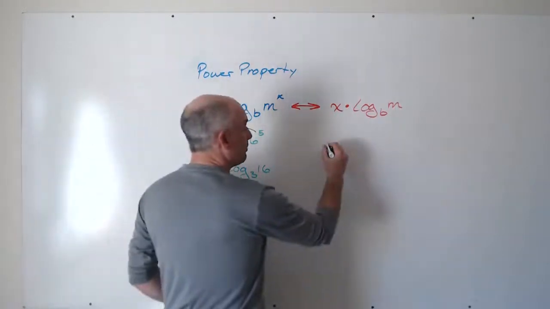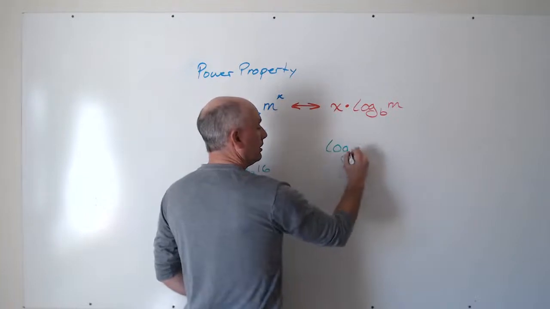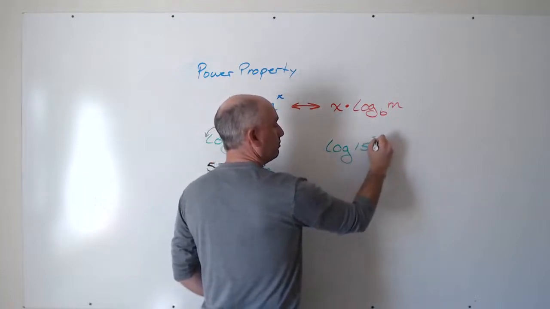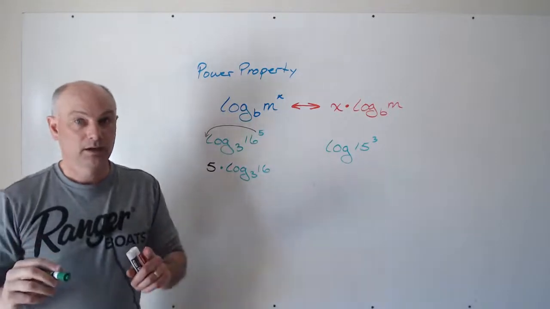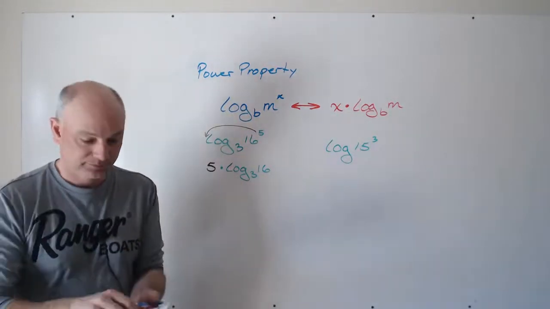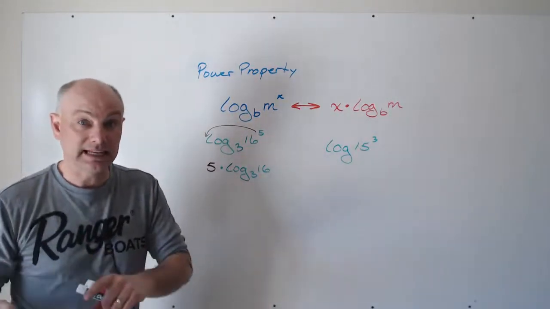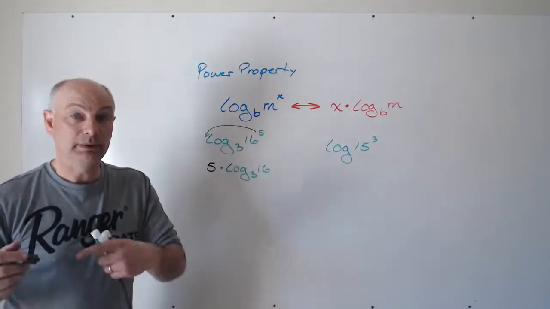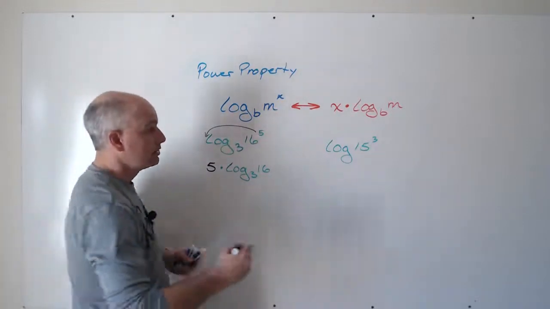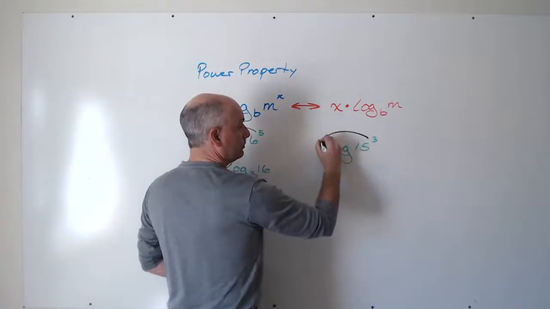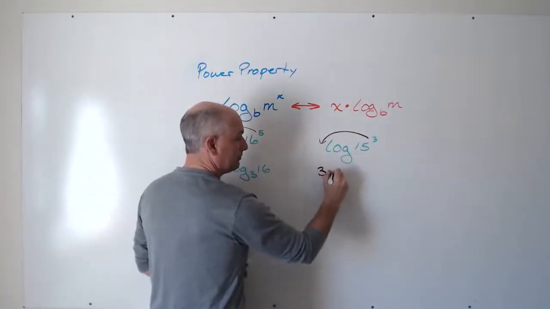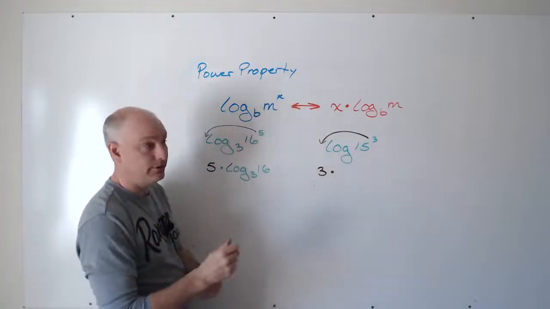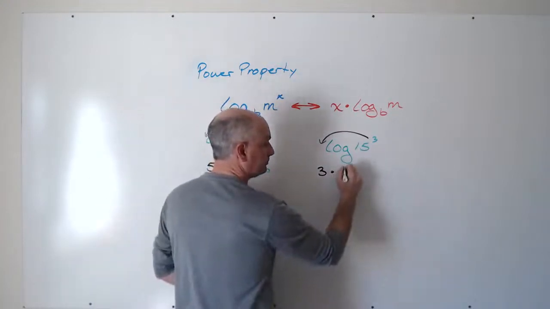How about this one? Take a look at this. How about we give log of 15 to the third power? Look at this one. What's the base? In this case, it's not listed, but it would be base 10. So I still get to make the same move. So again, I get to take the 3 and multiply it in front of the log of 15.